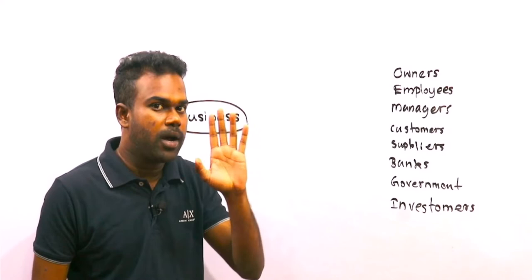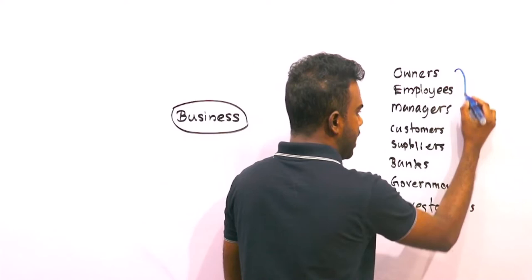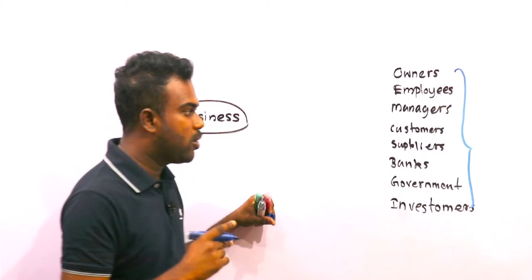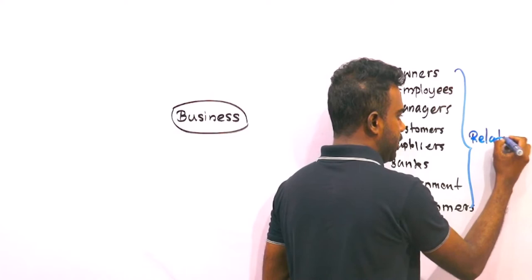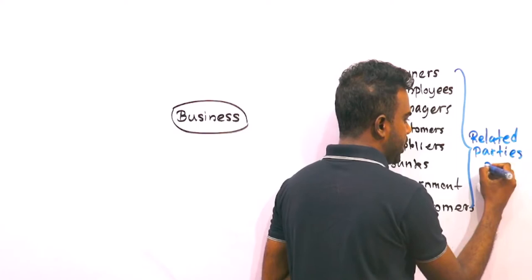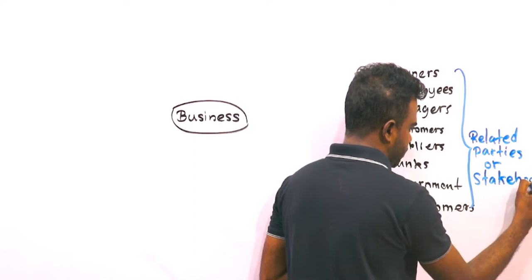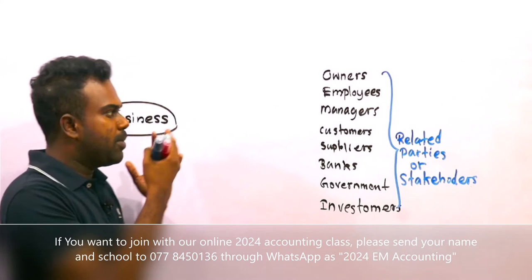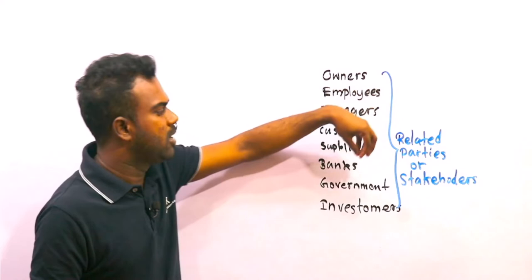I will write down a common word for these parties. We call these parties stakeholders, or related parties, which are the same words. Don't write anything yet. Can you see the board? These parties are concerned about the business and looking at the business. We call them related parties, or the same word, stakeholders.